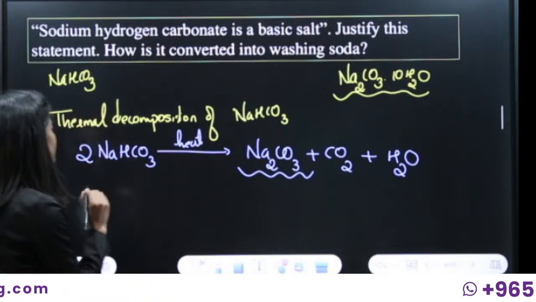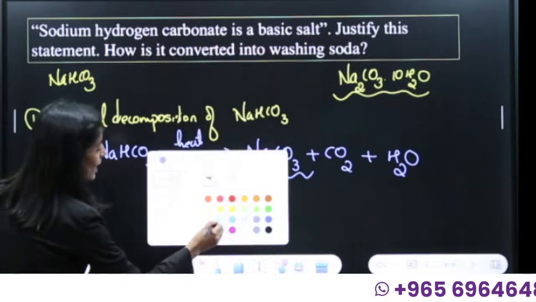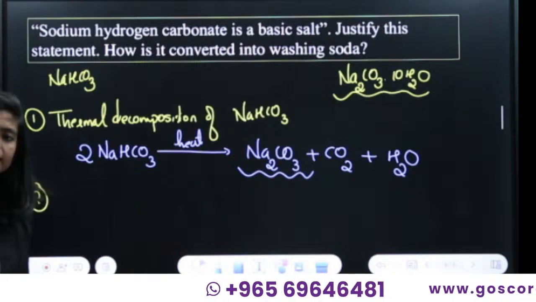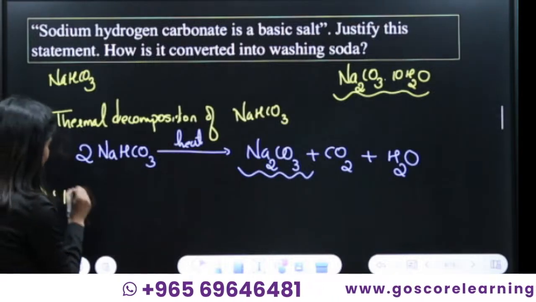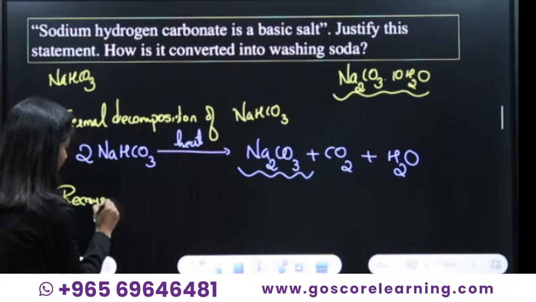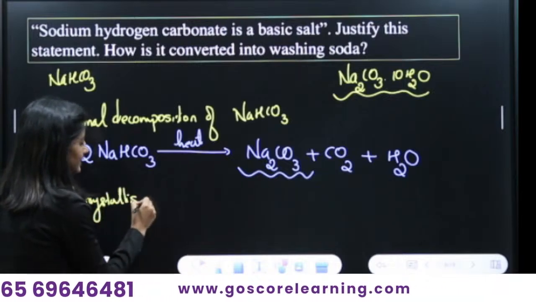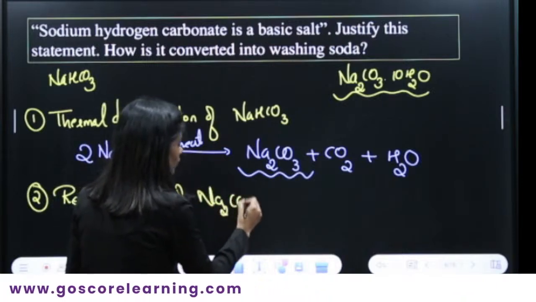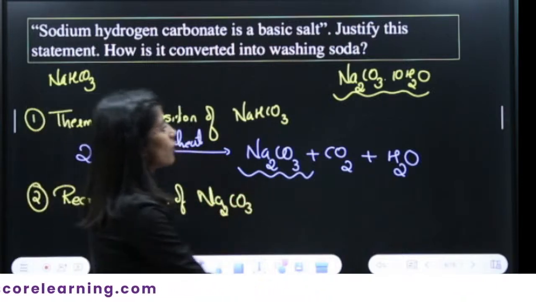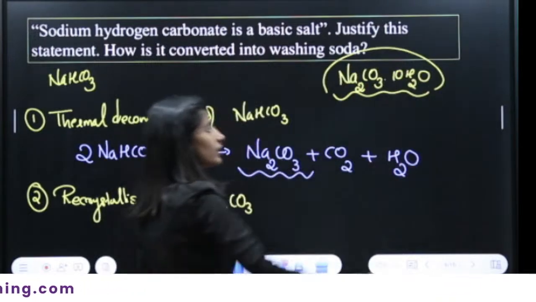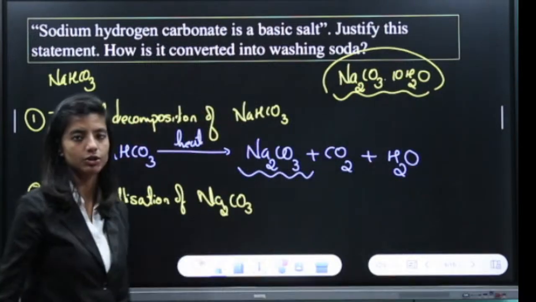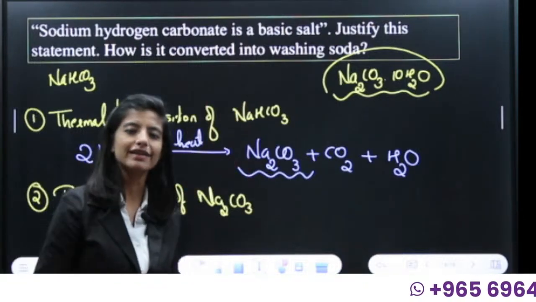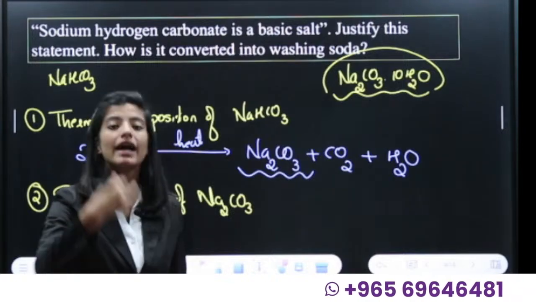Coming to the second step, what is the second step that you have to do? The second step is nothing but recrystallization. Exactly, that's correct. It is the recrystallization of Na2CO3. The product that we want is Na2CO3 10H2O. Now in our hand we have Na2CO3, so in order to get the 10H2O, we have to add water. That's what I mean by recrystallization, adding water into that.